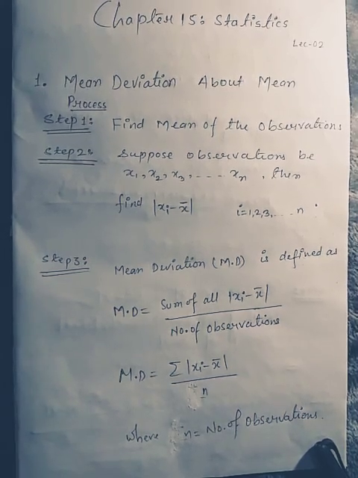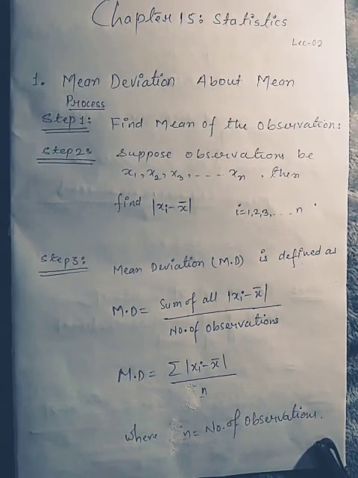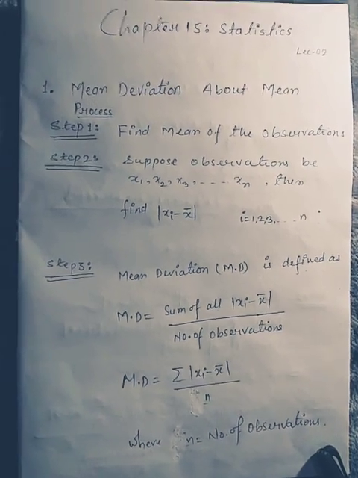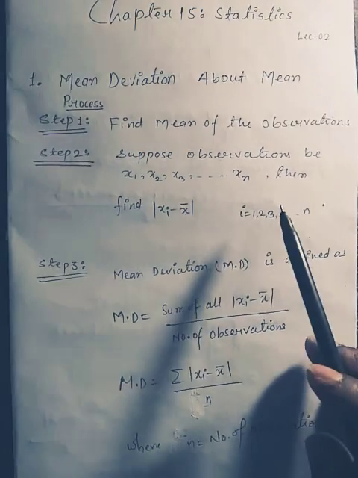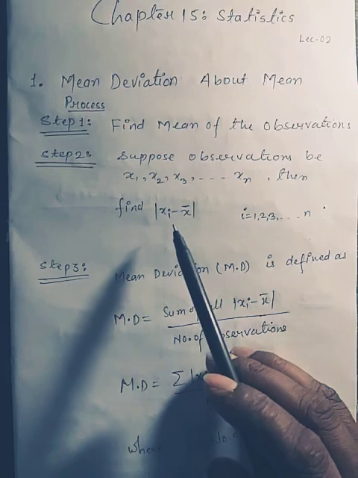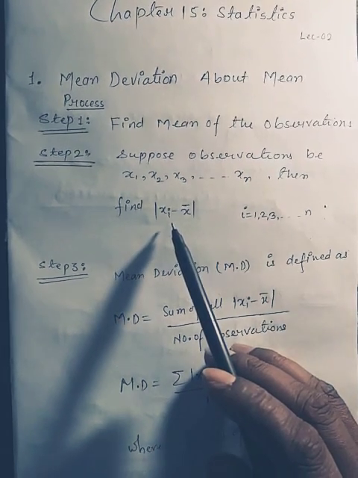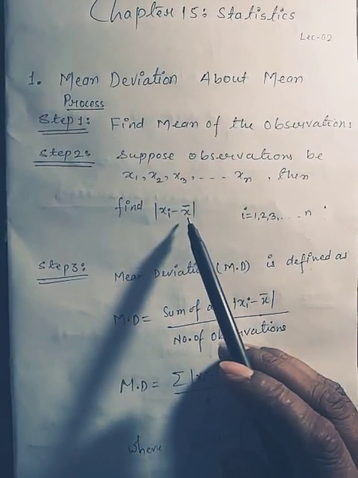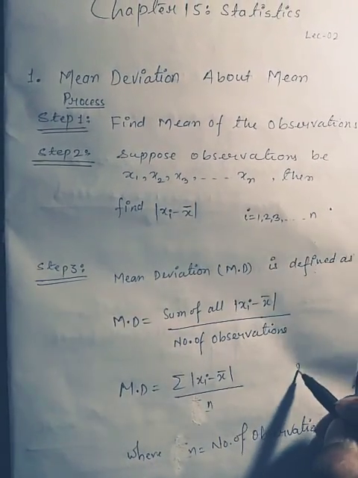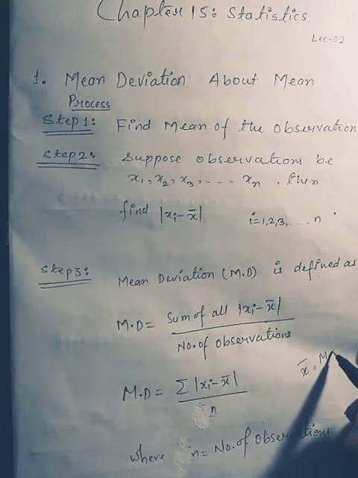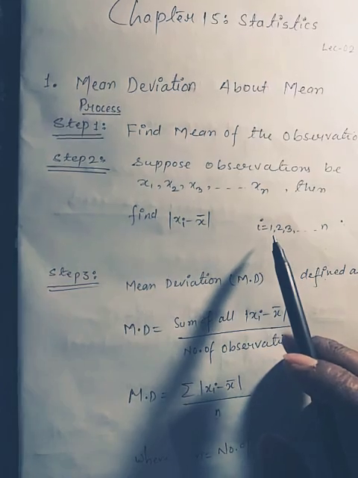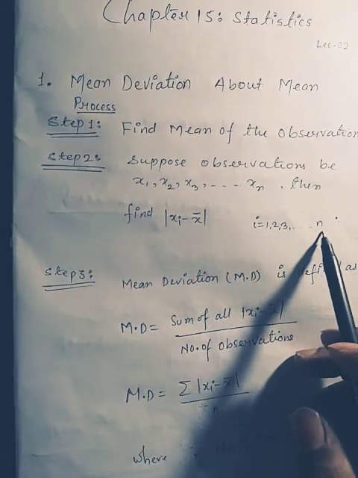Step 2, suppose observations be x1, x2, x3 and xn, then we find mod under xi minus x bar, where x bar stands for mean. i is running 1, 2 up to n.